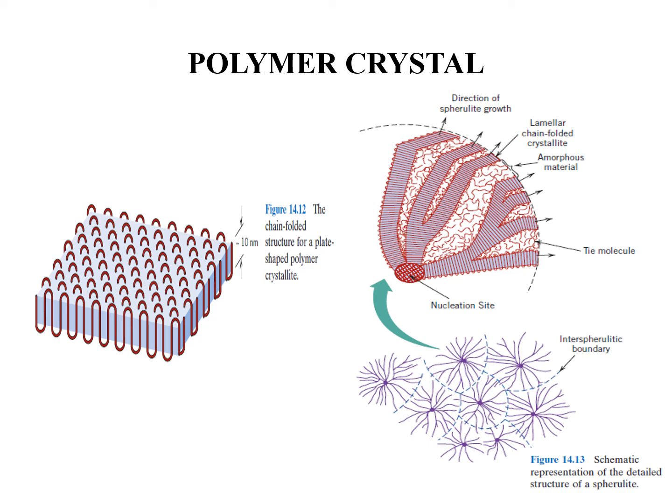The molecular chains within each platelet fold back and forth on themselves with folds occurring at the faces. This structure is called the chain folded model, and it is shown in the figure. As you can see, each platelet will consist of a number of molecules. However, the average chain length will be greater than the thickness of this platelet.